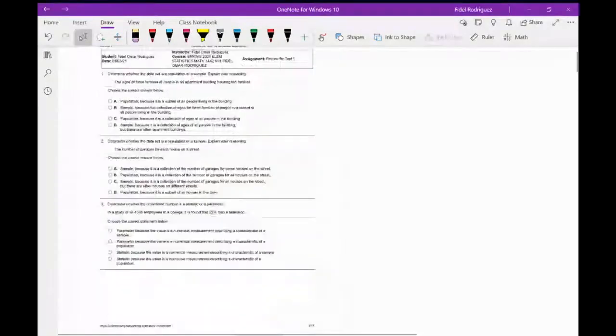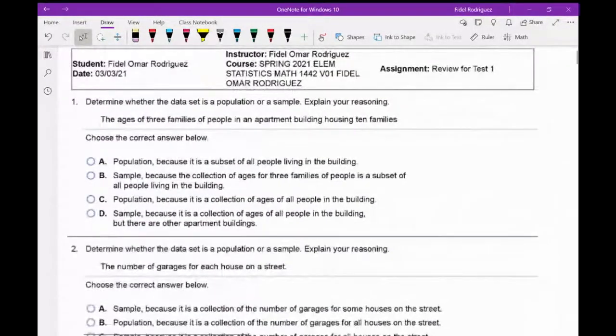Okay, so let's go back to number 1. Number 1 here says, determine whether the data set is a population or a sample. And it says the ages of 3 families of people in an apartment complex hosting 10 families. Okay, so give me one quick second. I'm going to pull something up for you guys. Let me stop sharing this and I'm going to share one more thing with you guys here.